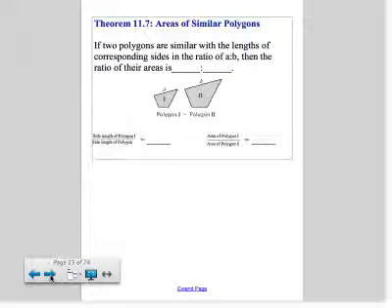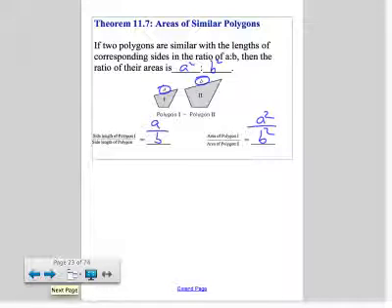So here's the crux of the section. If two polygons are similar with the lengths of corresponding sides in the ratio of a to b, then the ratio of their areas is a squared to b squared. So for example, in here, if this guy is a and this guy is b, the ratio of the side length of polygon 1 to polygon 2 would be a over b. And so the ratio of the areas has to be a squared over b squared.